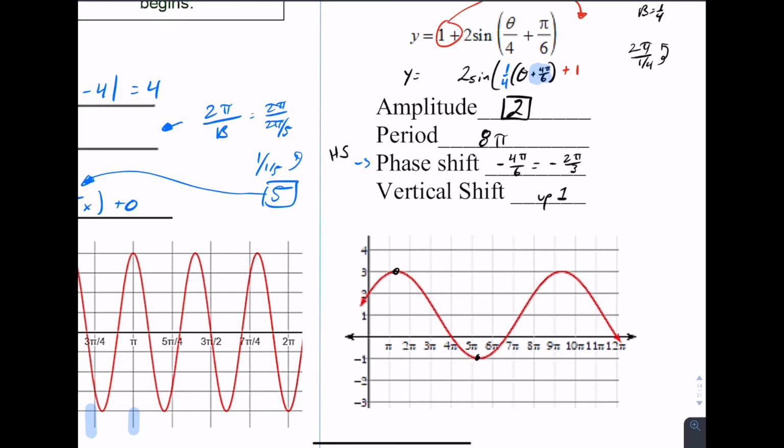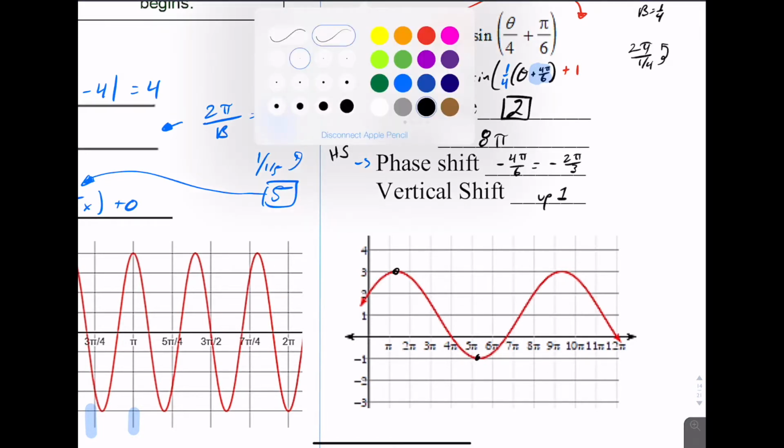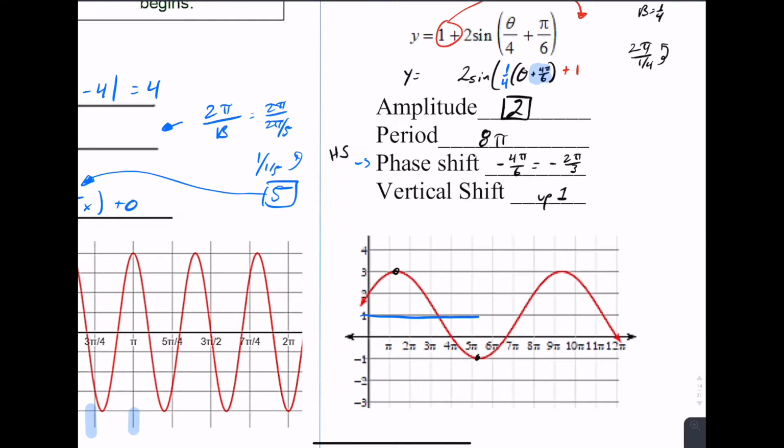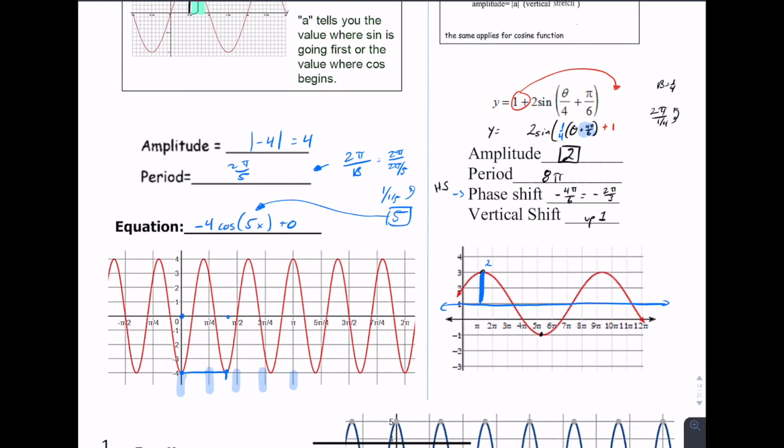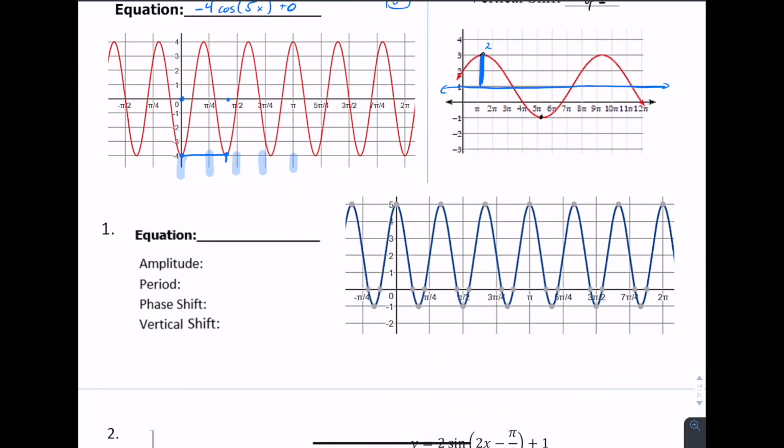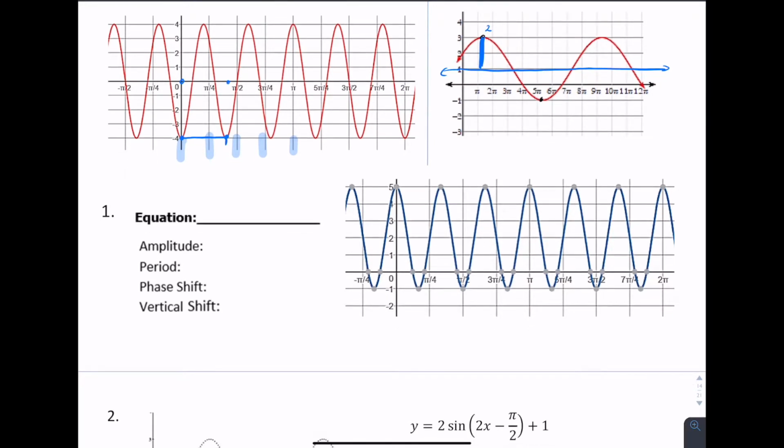Amplitude, the distance between the center, which I'll do in a bright blue. So here's kind of like the x-axis that's been shifted up. The distance between these two is 2 units. Okay, phase shift, it has been shifted, and all that good stuff. Okay, now we can try this one more time all by ourselves. I'm going to work this one out with you, and then you guys will work out the rest of the page.